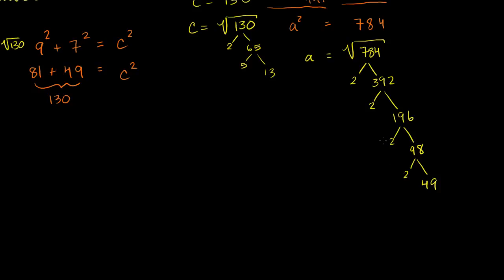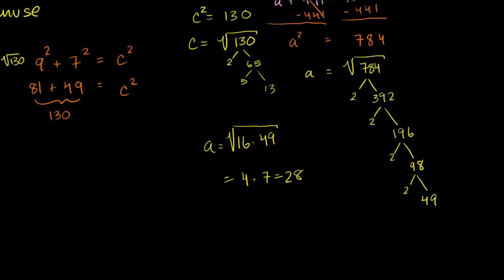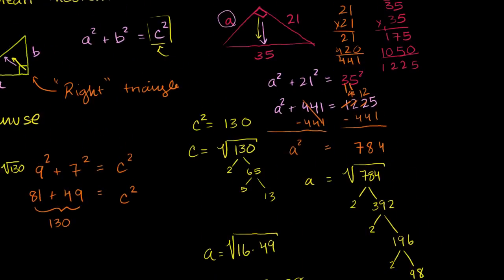So it's 16 times 49. So a is equal to the square root of 16 times 49. I picked those numbers because they're both perfect squares. So this is equal to the square root of 16, which is 4, times the square root of 49, which is 7. It's equal to 28. So this side right here is going to be equal to 28 by the Pythagorean theorem.